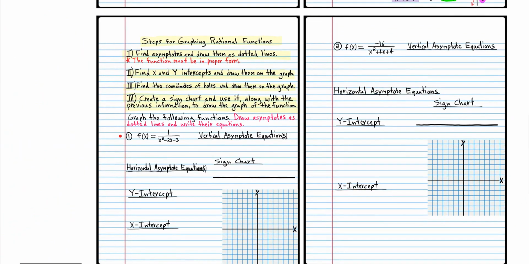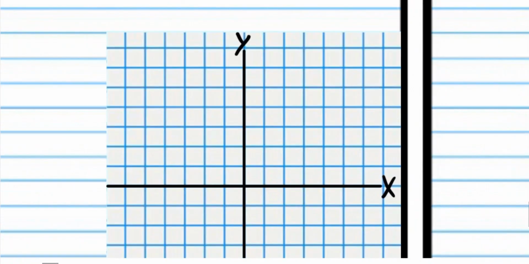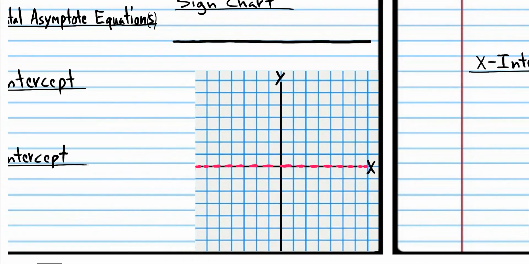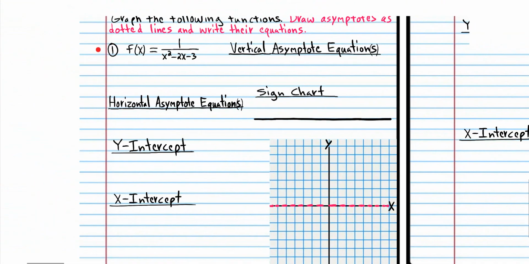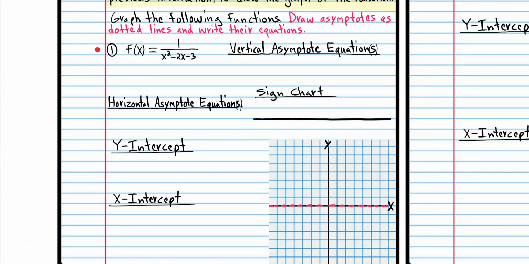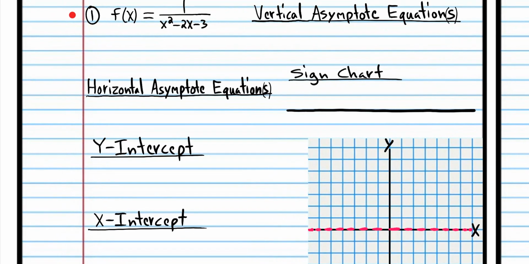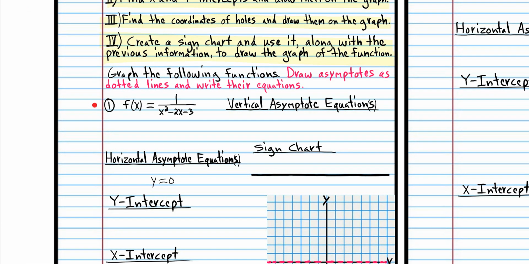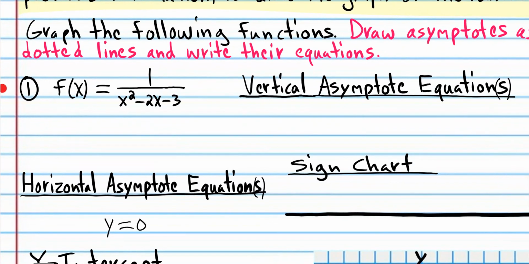Okay. So I'm going to go ahead and draw that. So again, that's an invisible line that the graph approaches. And let's write the equation of that horizontal asymptote. So now let's find the vertical asymptotes.